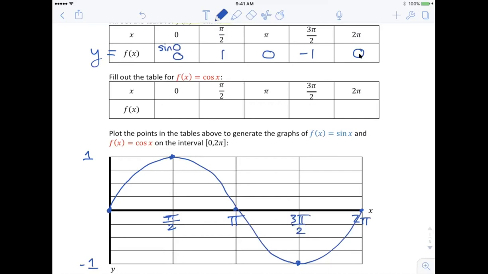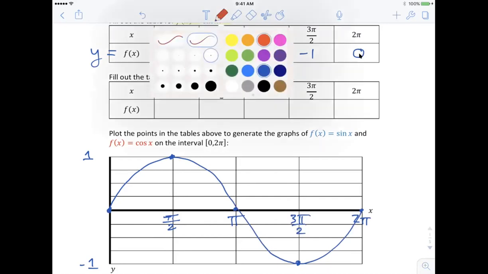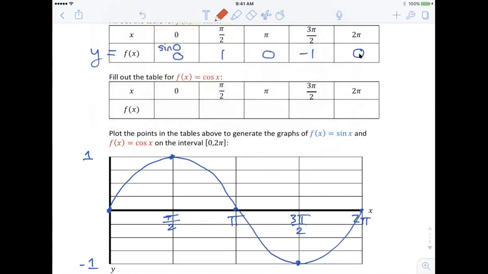How about cosine? Cosine, let's do in red. I can go back to the unit circle. If you look at the unit circle where I'm getting these points, you'll see the x value. We're looking at the first coordinate on the unit circle.